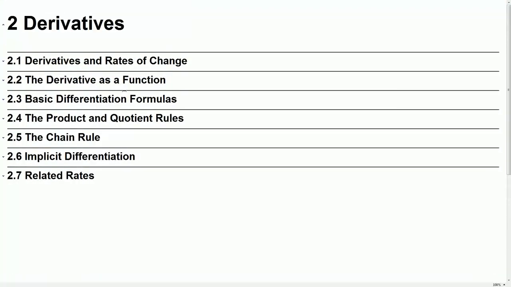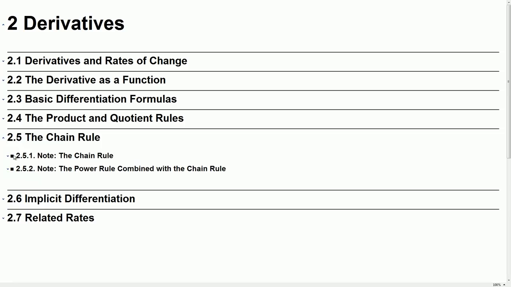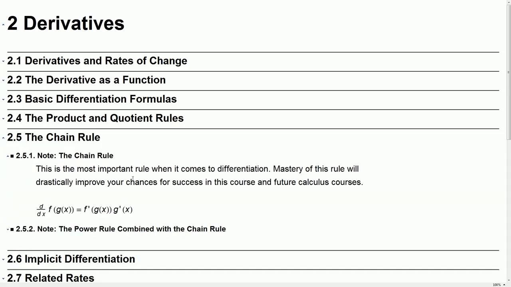All right, we're ready to start the fifth section of the derivatives chapter. And of all the formulas and rules we've learned up to this point, the chain rule is by far the most important rule when it comes to differentiation. So I would say that your success in this class is dependent upon your mastery of this rule. And if you're going to take Cal 2, knowing this rule will really help you progress and understand the concepts of Cal 2.